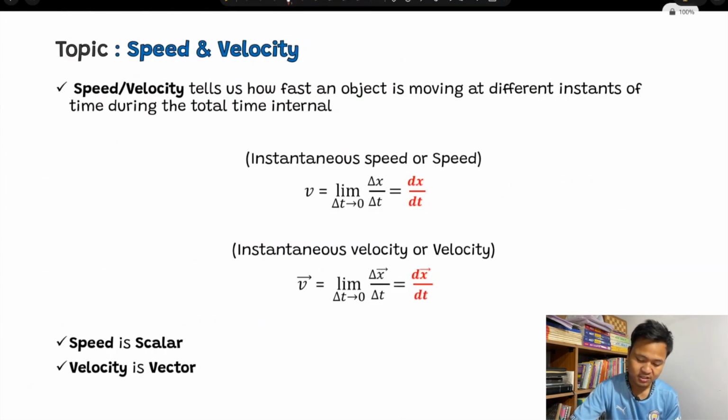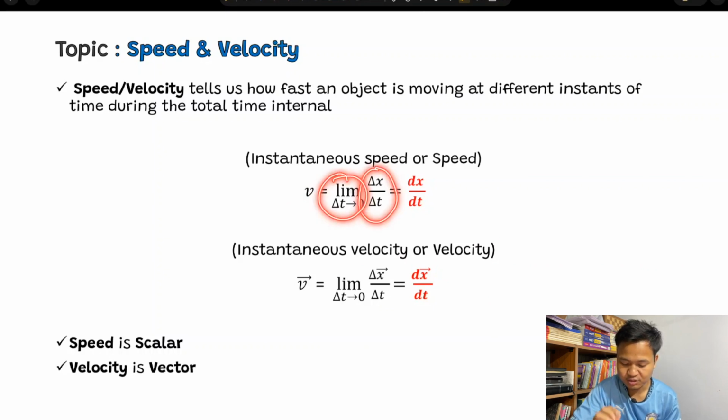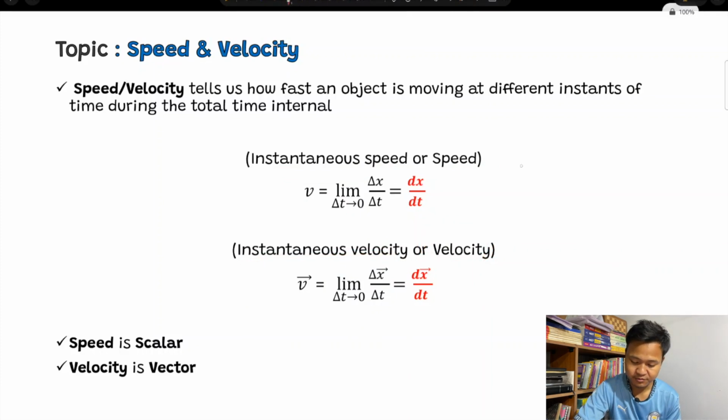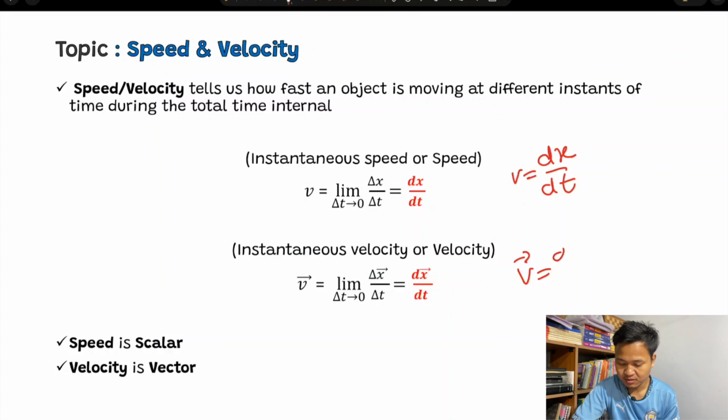Mathematically, v is equal to the average velocity, the average speed, delta x by delta t. When you put the limit t tends to 0, that means for a negligible amount of time, the average velocity now becomes instantaneous. The instantaneous speed is also known as simply speed. Similarly, instantaneous velocity is also known as velocity. Speed is dx by dt, and velocity is dx by dt.